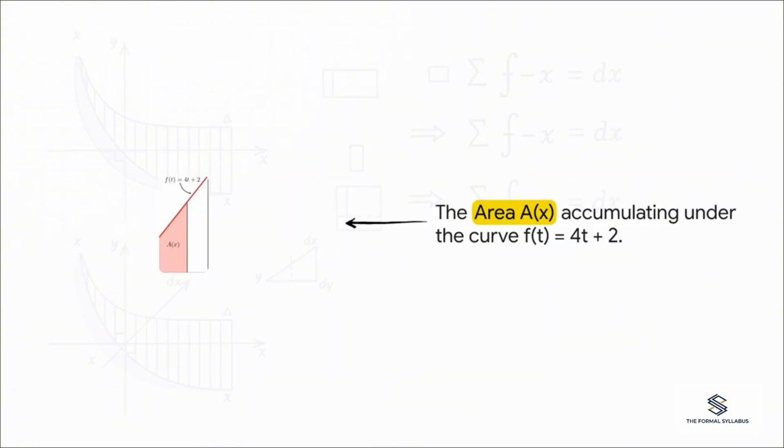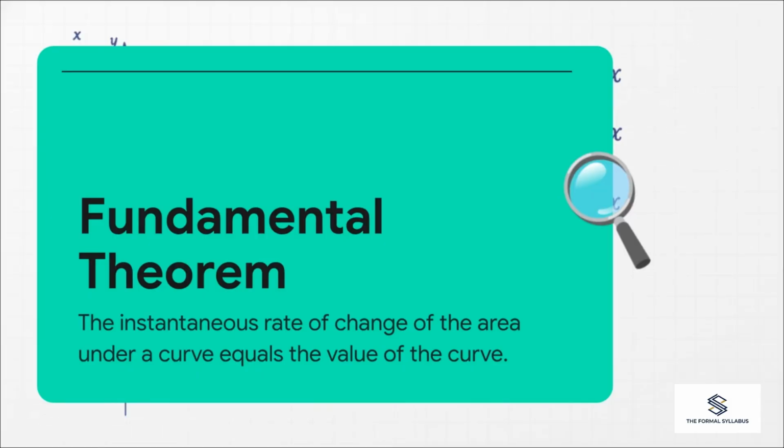Geometrically, imagine that area accumulating. As our x value increases, the right wall of this shape moves outward, sweeping out more and more area. Now, how fast is that area growing? Well, the rate at which the area increases is exactly equal to the height of that right wall, which is just the value of the function itself. And that leads us to the absolute core of the subject, the fundamental theorem of calculus. The instantaneous rate of change of the area under a continuous curve equals the value of the curve itself.